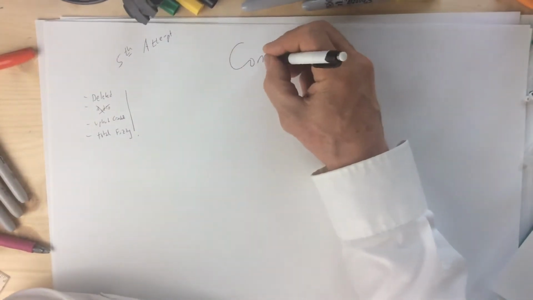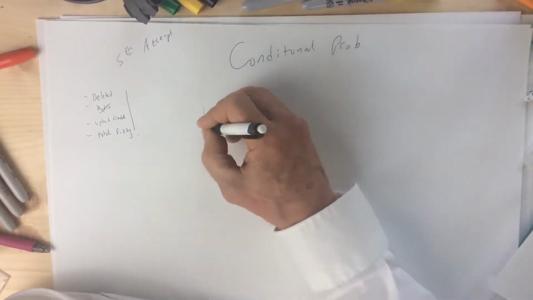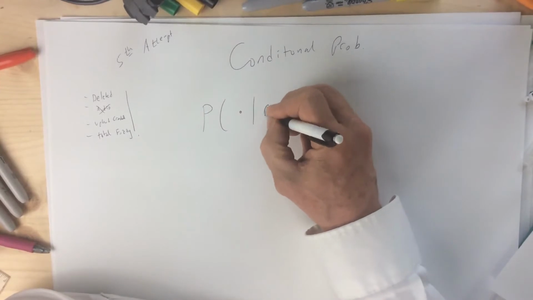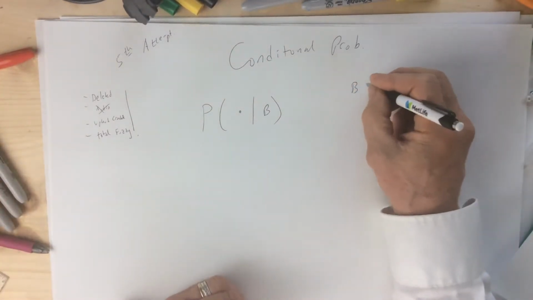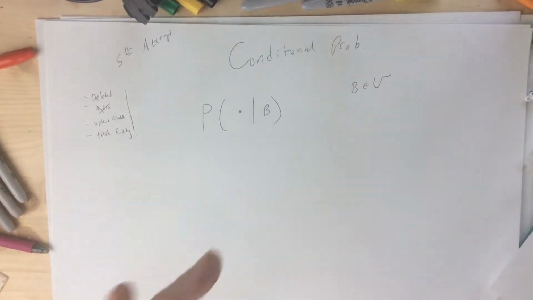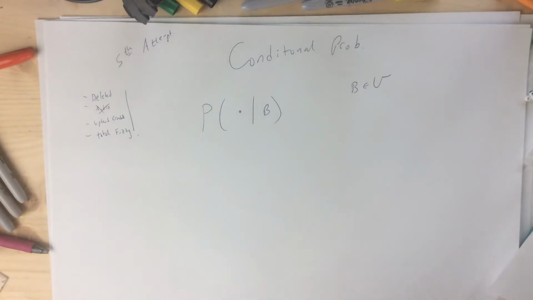We are doing conditional probability. Conditional probability is written this way. Some event in a universe is been given, and you're calculating a probability based on that given fact. Let me do an example of it with a tree.